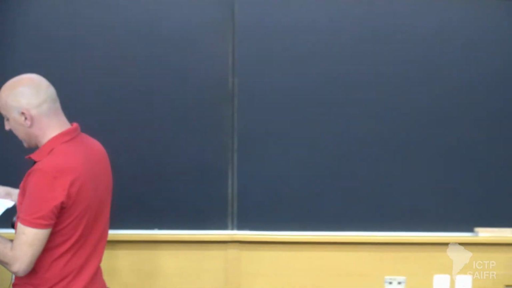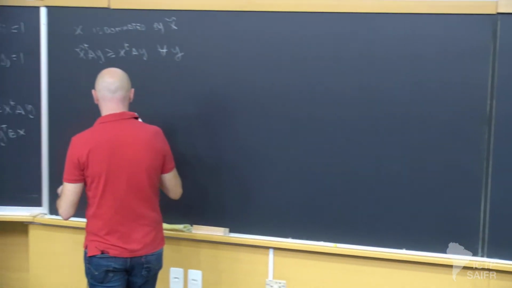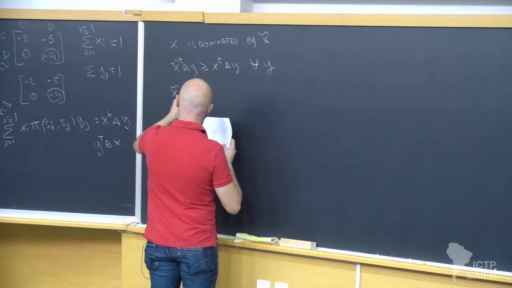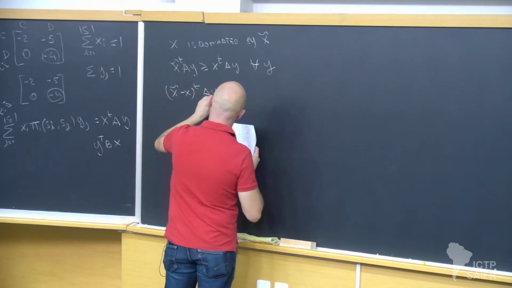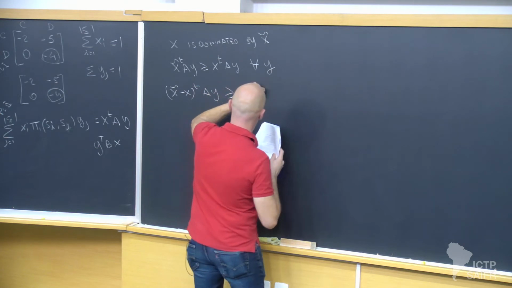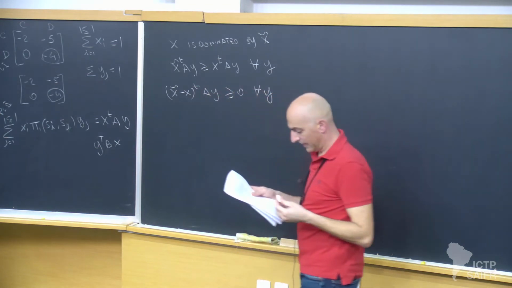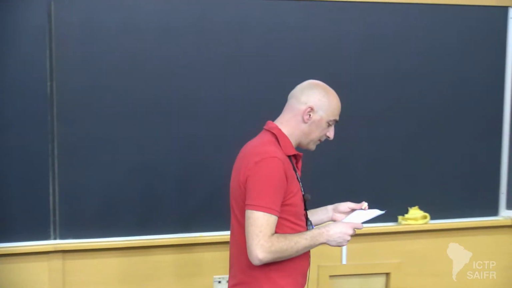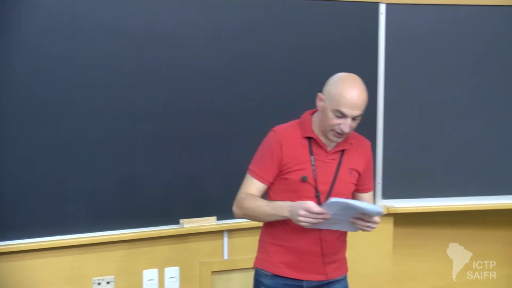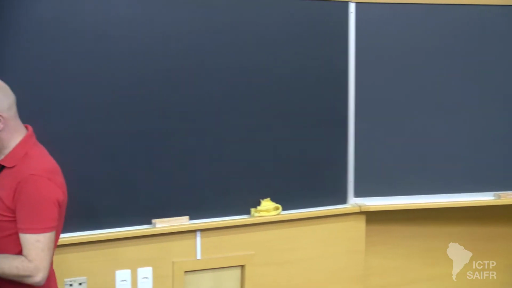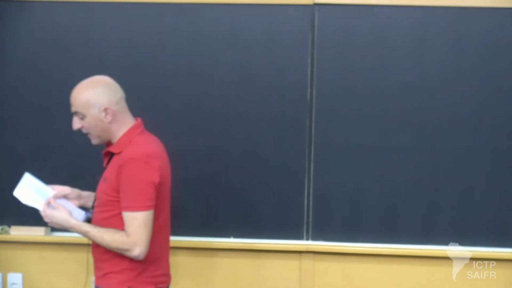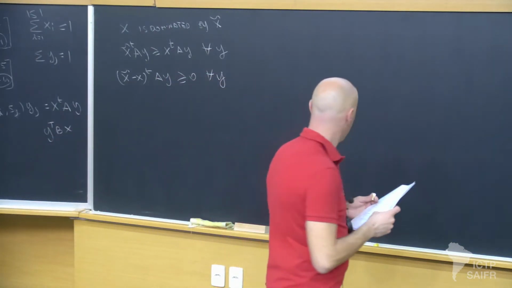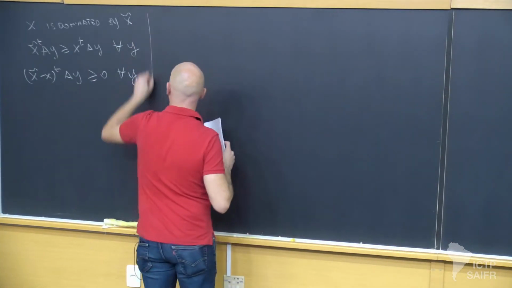Okay, you can rewrite this, and that makes it a little more explicit. You could rewrite this as (x tilde minus x) transpose A y is greater or equal than 0 for all y. It's the same thing. So you have an advantage at playing x tilde. Now, with this kind of inequality in mind, we can define Nash equilibrium for mixed strategy games. So this is the Nash equilibrium.